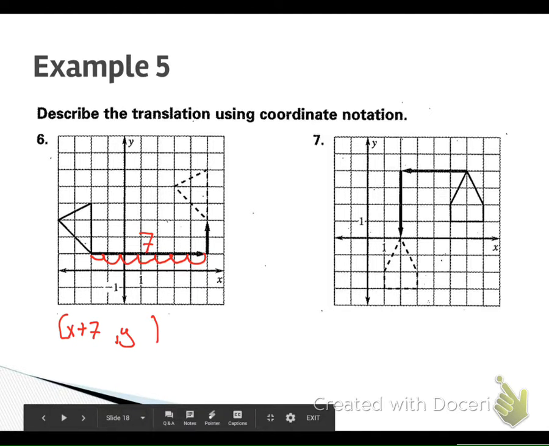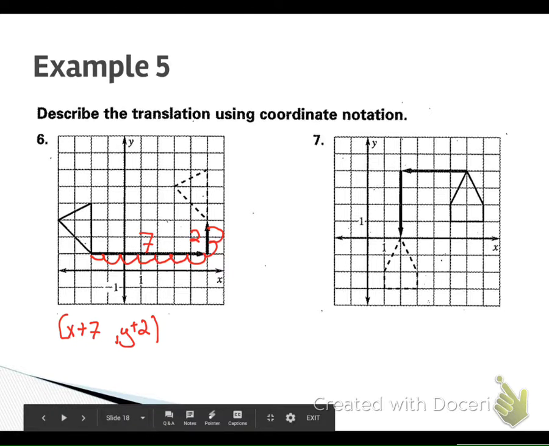And then we see we're also going up. How many? We're going up 2. So since we're going up 2, we're adding again. So we take X plus 7, Y plus 2.